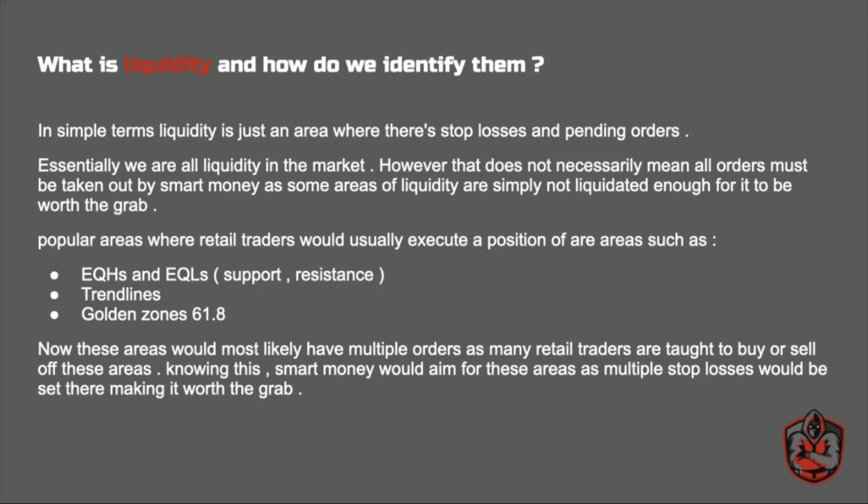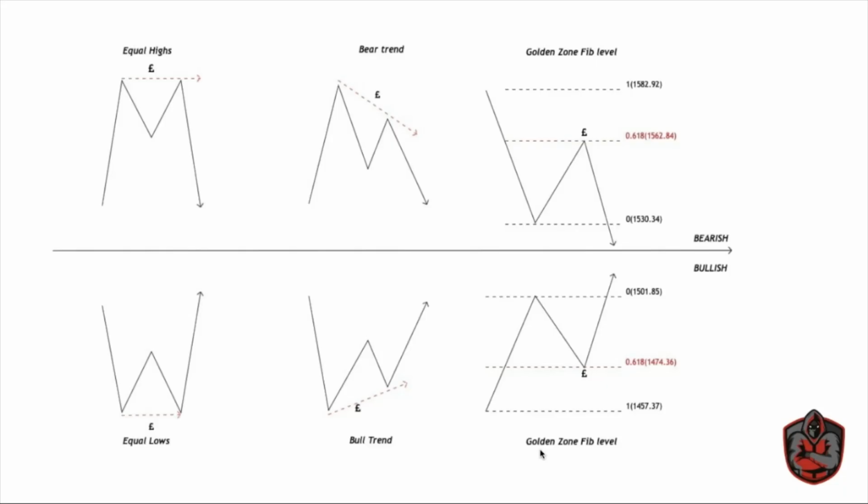Now, what does that mean? That means there are a lot of stop losses at these areas, right? Which, from a smart money point of view, is all liquidity that they can capitalize on. These areas would most likely have multiple orders, as many retail traders are taught to buy or sell off of these areas. Knowing this, smart money would aim for these areas as multiple stop losses would be set there, which makes it worth the grab. Identify that as liquidity within the market.